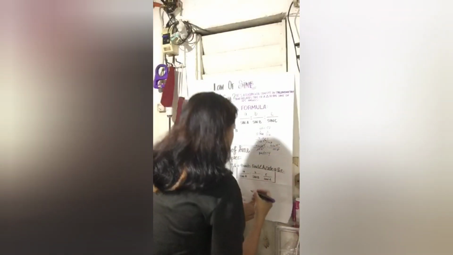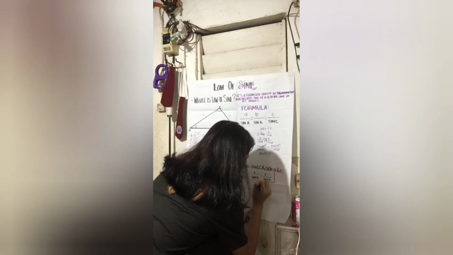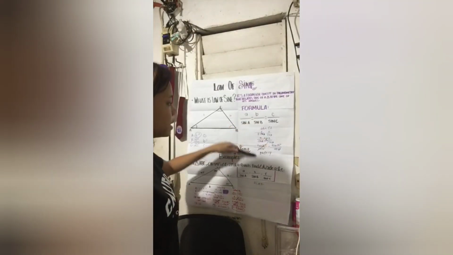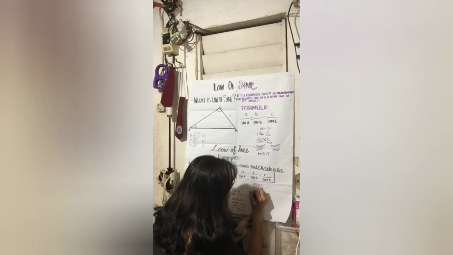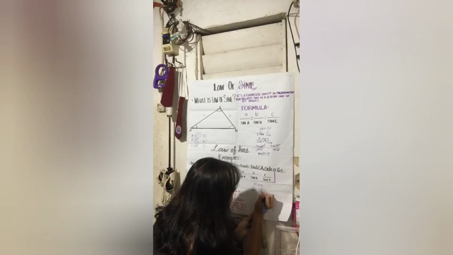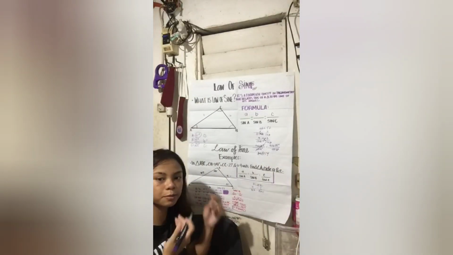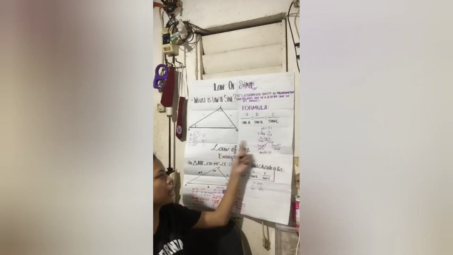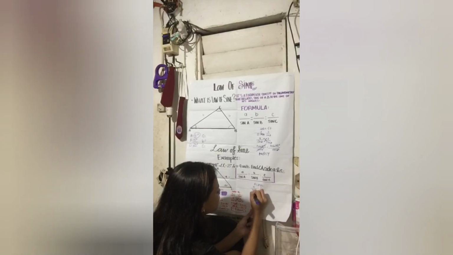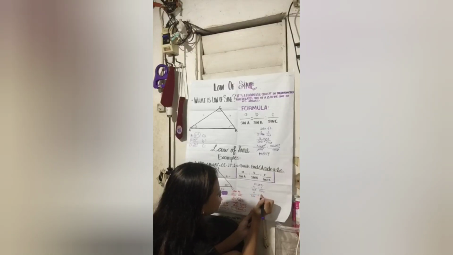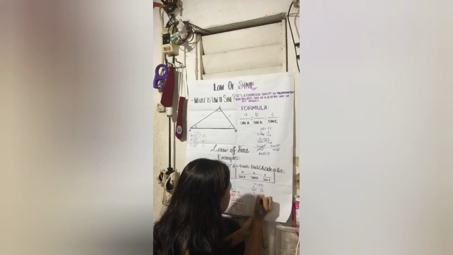Let's now solve for side C. We'll do the same steps as we did for side B. Let's copy the formula: a over sine A is equal to c over sine C. After that, we will proceed to the next step, which is copying the formula and cross multiplying. So a is 9, over sine A, is equal to c over sine C.